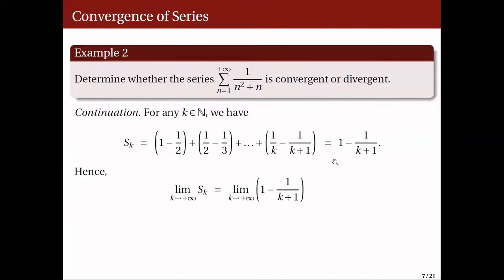Hence, evaluating the limit of S sub k as k goes to infinity, we have the limit of the quantity 1 minus 1 over k plus 1 as k approaches infinity. And in these terms here, the denominator will go to infinity, which means this fraction will go to 0. So that gives us 1 minus 0 equal to 1.